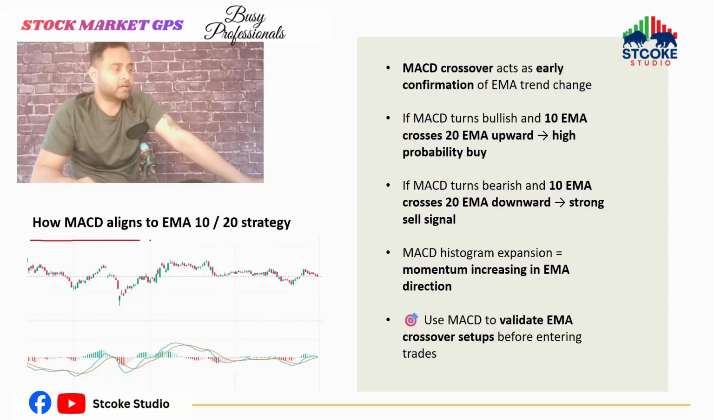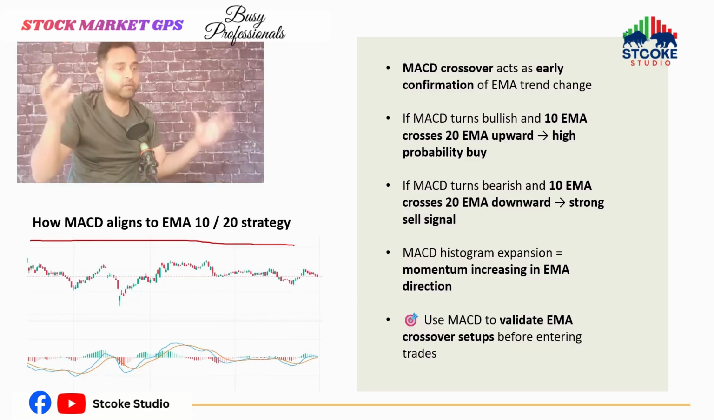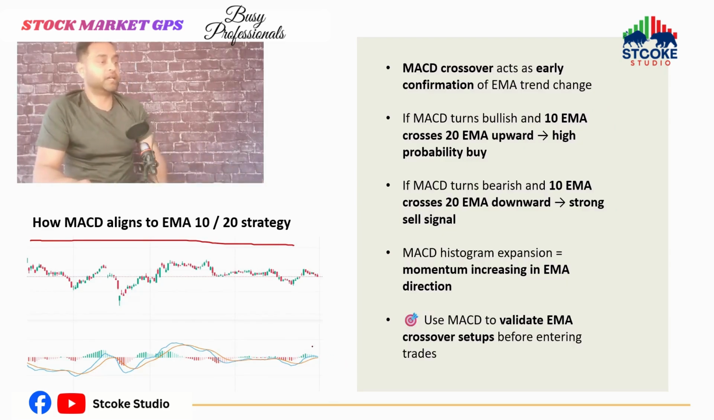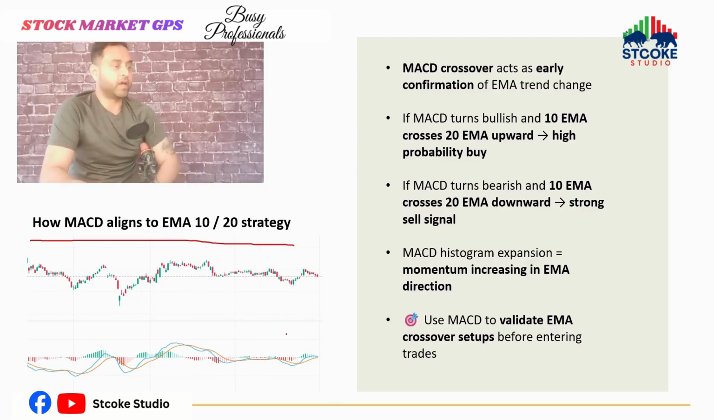Very important to understand how MACD aligns to the 10-20 EMA strategy that we learned earlier in the class. As I said, it is not necessary to apply all the indicators. Only using 10 and 20 can be strong enough along with RSI. However, if you want to use MACD along with EMA 10 and 20, then what you need to do? So basically, when 10 EMA crosses above 20 EMA and MACD turns bullish, it is a high probability buy. If 10 EMA crosses below 20 EMA and MACD turns bearish, it's a strong sell signal.